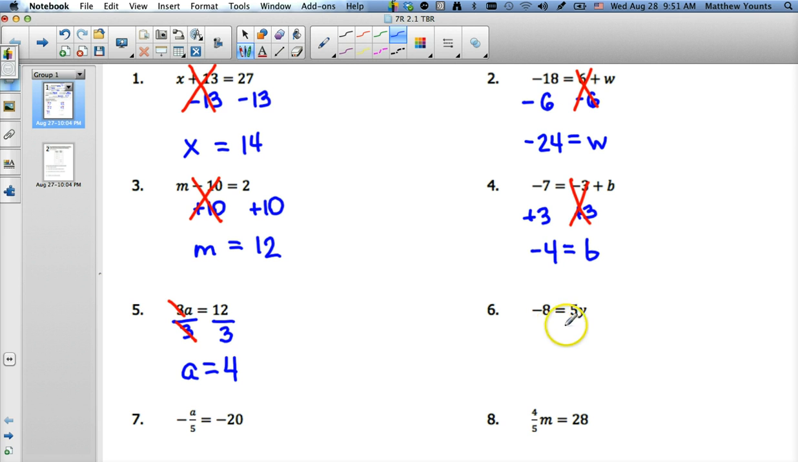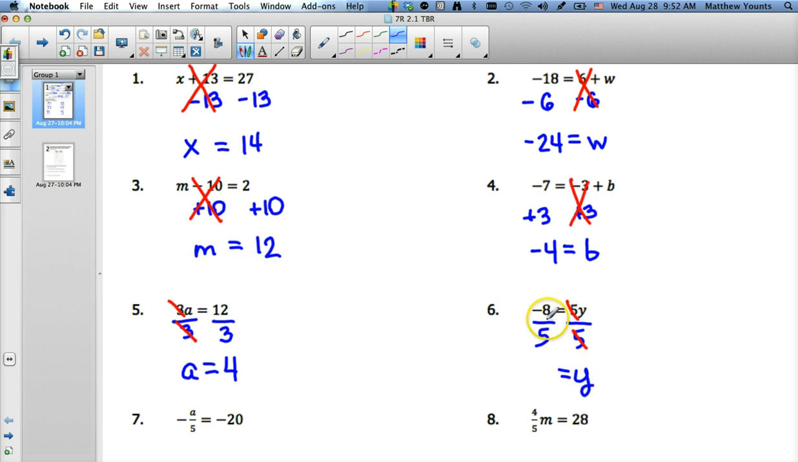For number 6, my variable's on the right side, so I need to get rid of this 5. It's 5 times y, so we're going to use division to get rid of the 5 by dividing both sides by 5. So over on the right side, 5 divided by 5 is 1, so we'll get a 1y, or just y, on this side.